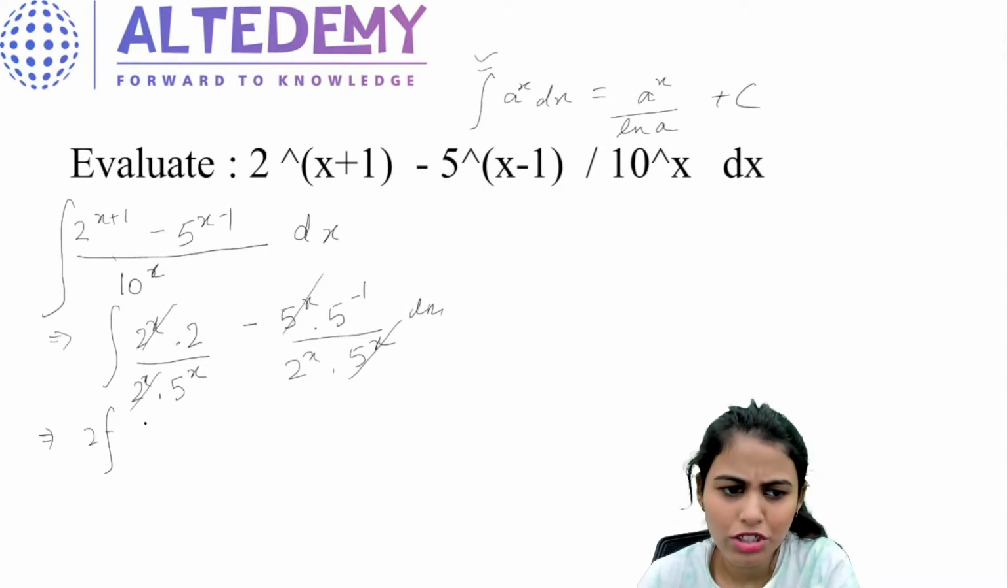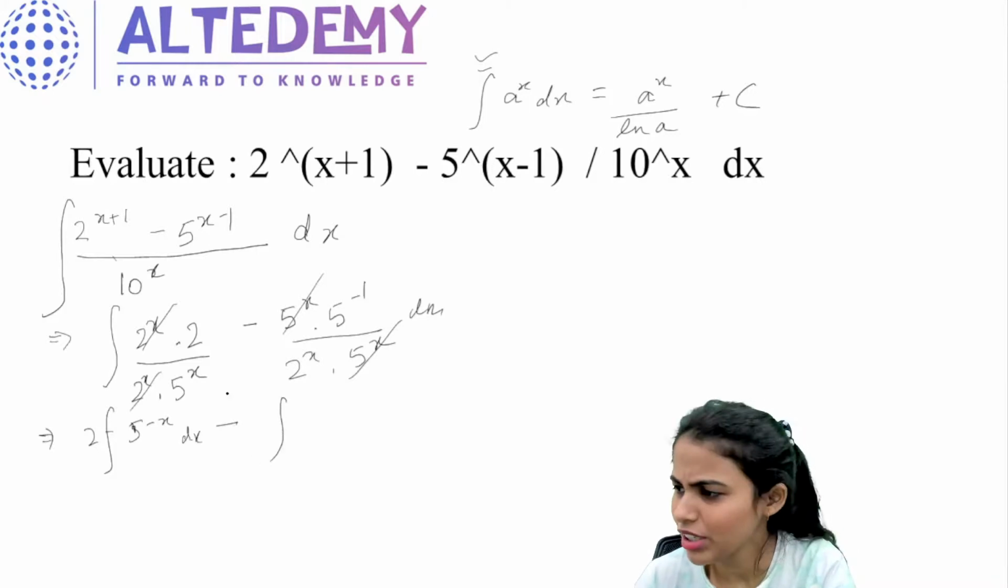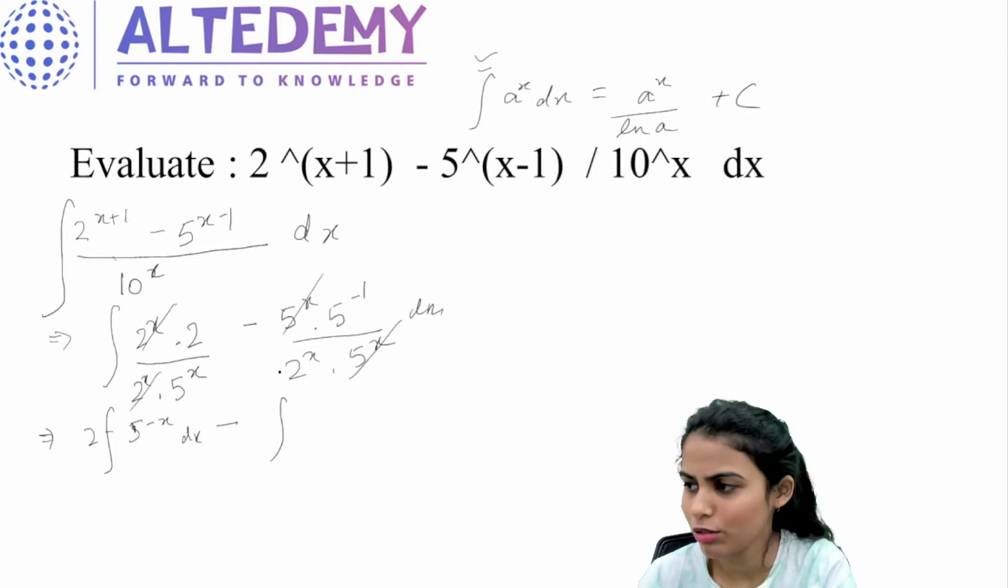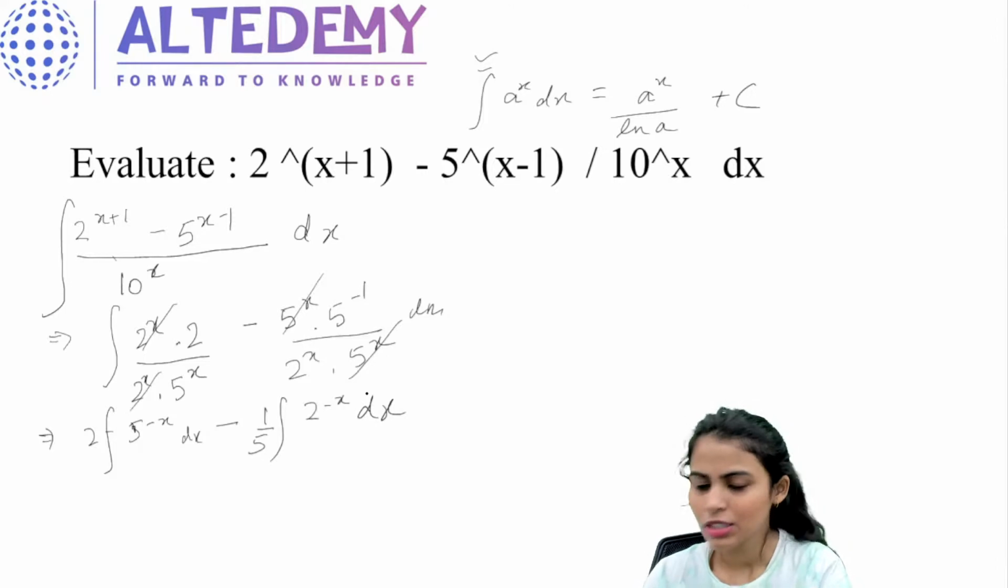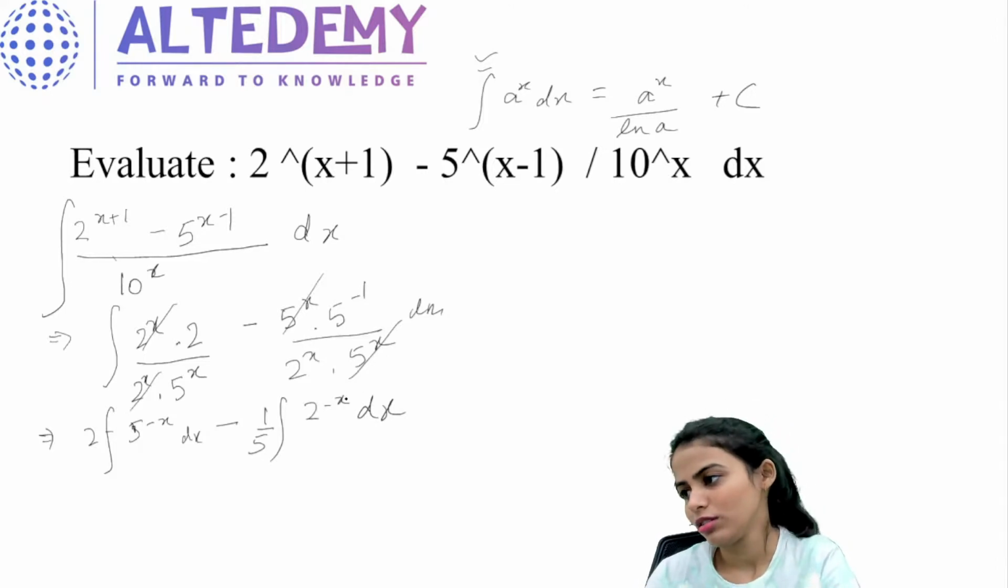Integration. 2 is a constant, put it outside. 5 to the power x becomes 5 to the power minus x. Minus integration, solving it separately, okay, integrating it separately. We are using that property. And 5 to the power minus 1 is a constant, putting it outside, 1 upon 5. 2 to the power x, 2 to the power minus x dx. Okay, simple. It became a simple question.